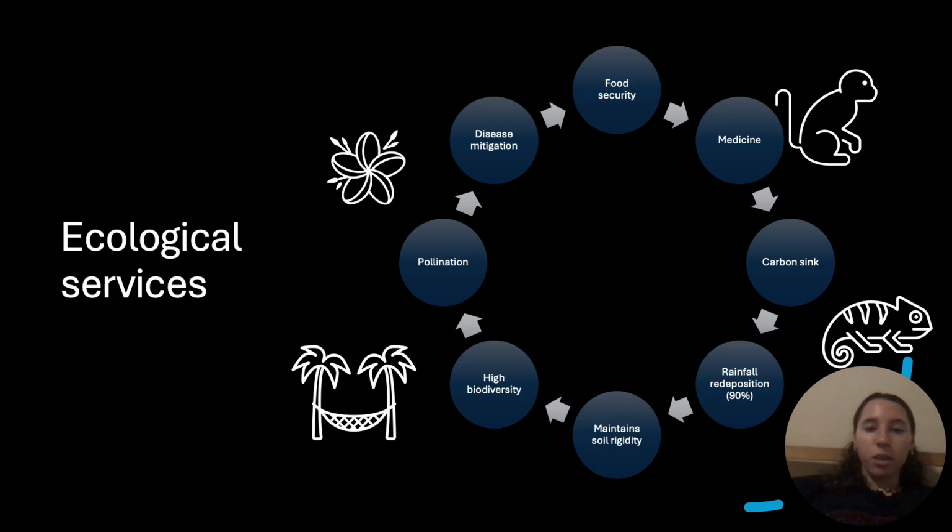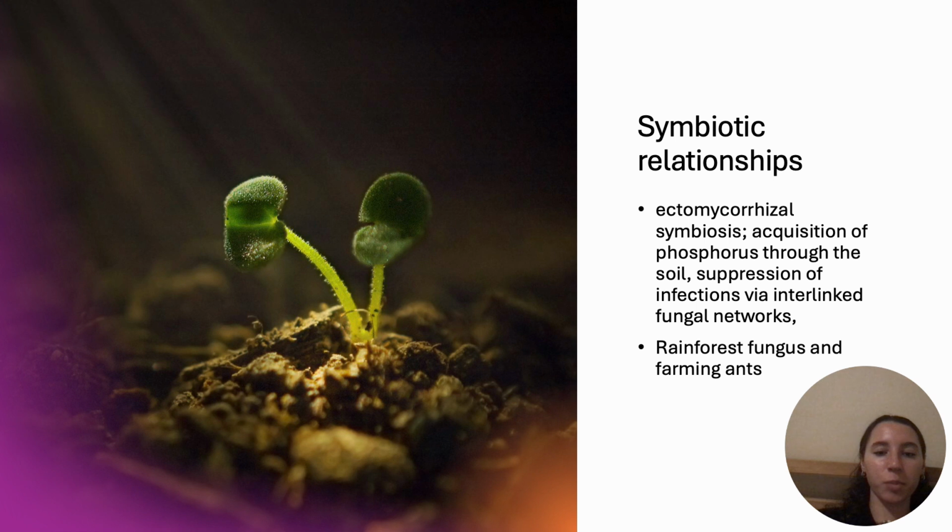The ecosystem of the tropical rainforest is responsible for some very important ecological services that contribute globally, including food security, medicine, one of the biggest carbon sinks on the planet, rainfall redeposition, maintaining soil rigidity, pollination, and disease mitigation.